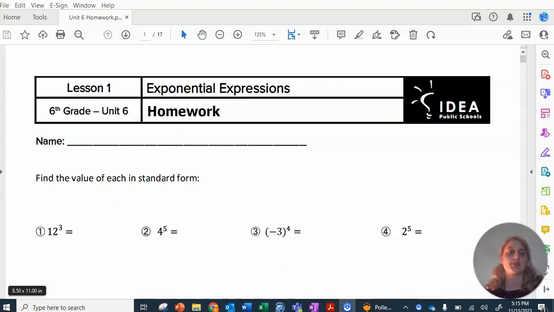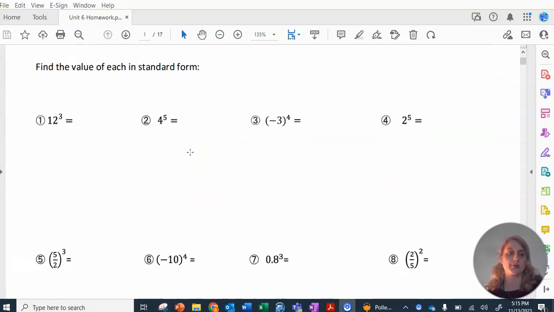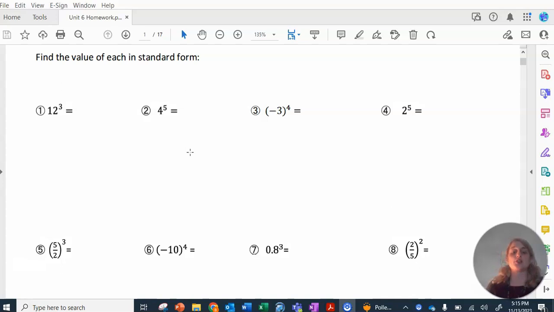All right, so the front page is exponents and the back page is fractions. Let's start with our exponents. Find the value of each in standard form.